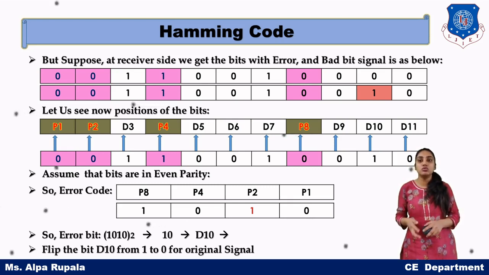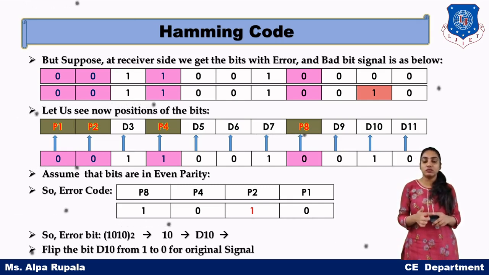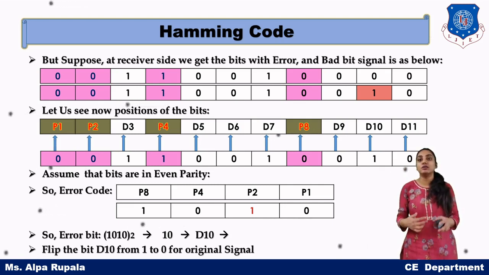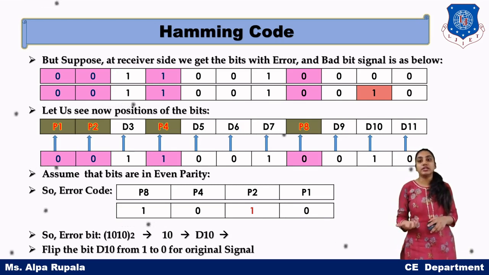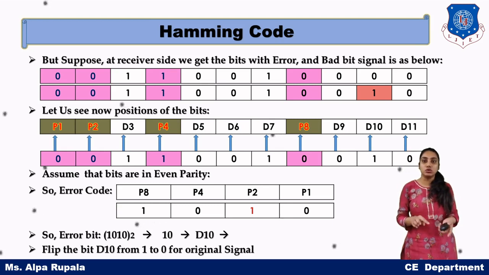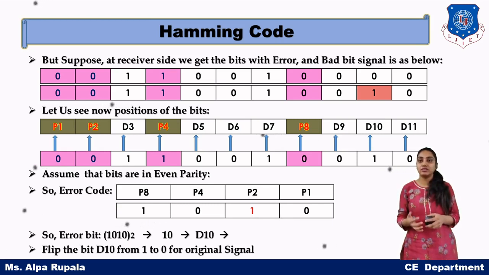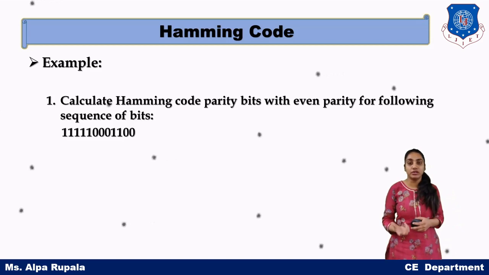So we need to correct it. Whatever the bit is in D10, we need to flip it. If it is 1, we convert it to 0. If it is 0, we convert it to 1, and accept the data after correcting it. So in our received sequence, the D10 data was 1, but the original data is 0. So we flip the bit of D10 from 1 to 0, and we accept the bits as the original bits. So this is the Hamming code. We can take another example for calculation purposes.